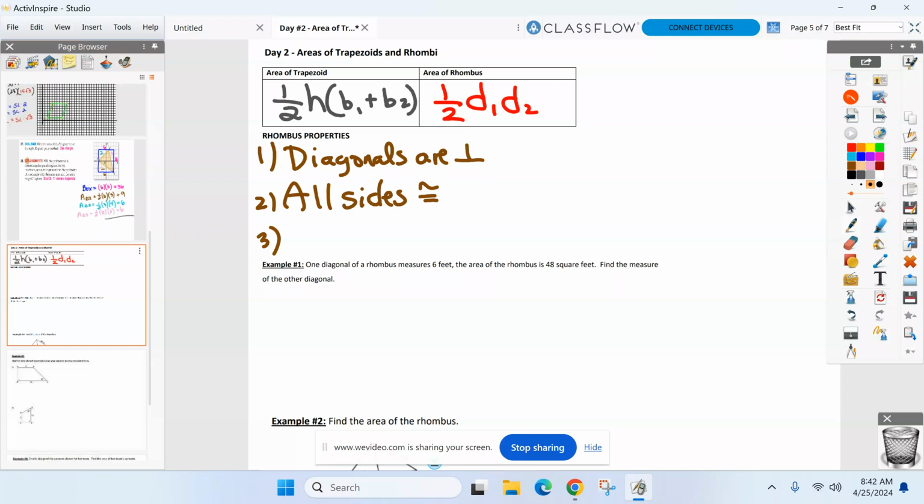And one more property about diagonals. Diagonals bisect each other. That will help us out. Again, I'm not saying these are the only properties of a rhombus. I'm saying those are the properties that will help us with the area of a rhombus. All right, go ahead. First example.